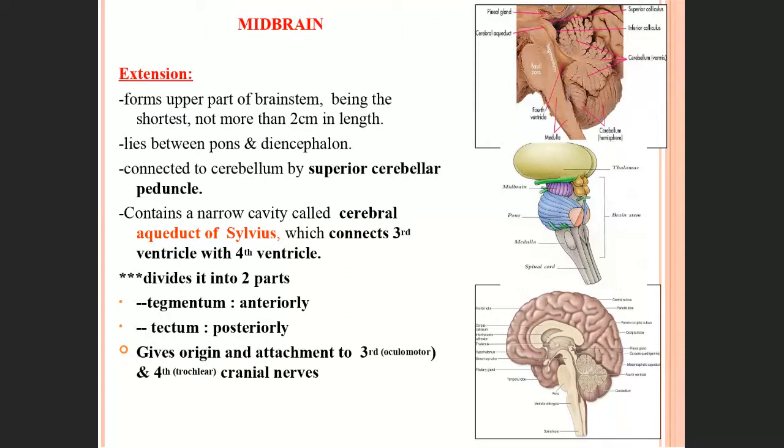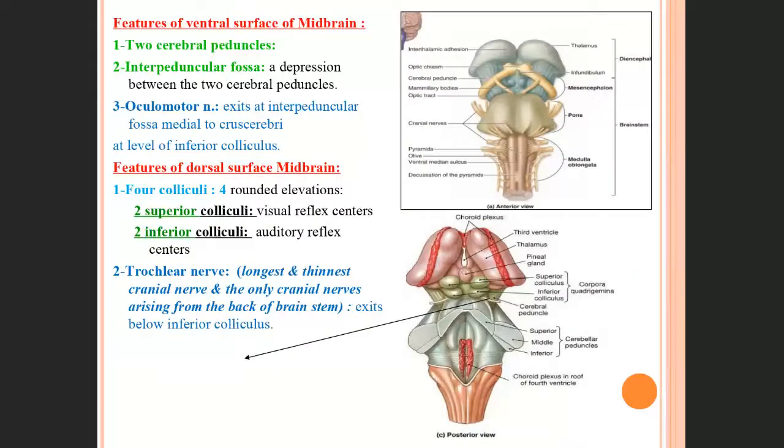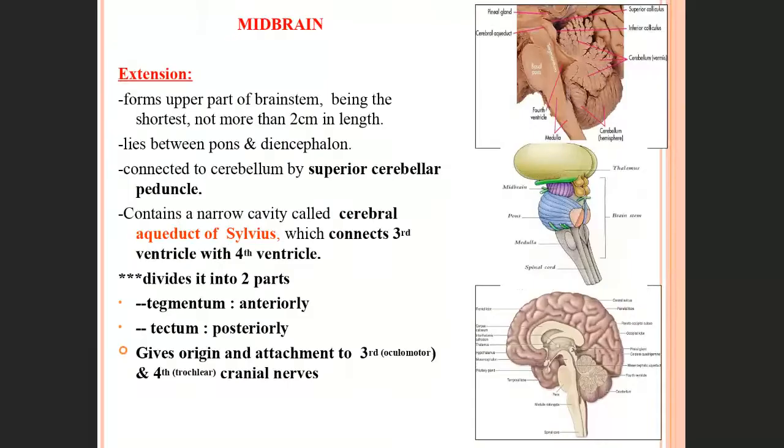The relation with other parts, and the nerves of the midbrain. In the midbrain, there are two nerves: the third nerve and the fourth nerve. The third nerve is the oculomotor nerve, and the fourth one is the trochlear nerve. These are the two nerves coming from the midbrain.